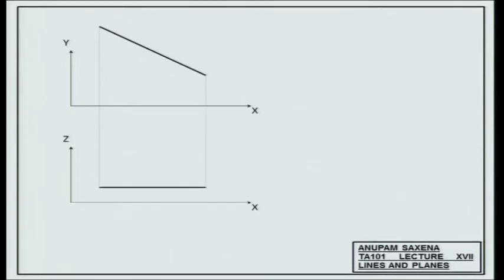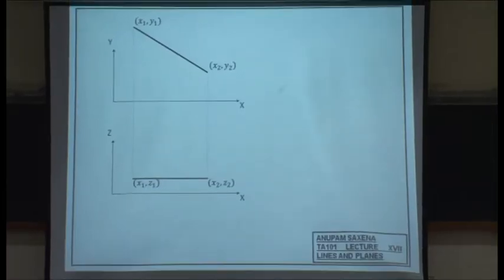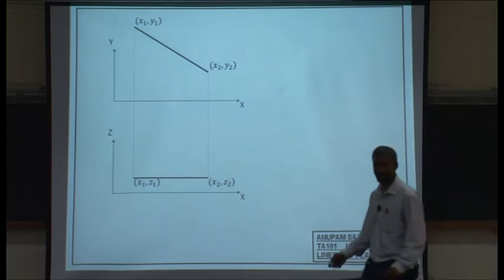Another scenario: XZ plane, the front plane, or the vertical plane, and XY plane, the top view or horizontal plane. This time in the horizontal plane, I have a line or the projection of a line inclined differently. It's not horizontal. And in the front view, that projection is horizontal. Coordinates x1 z1, x2 z2, x1 y1, and x2 y2. The x's remain the same. Okay, the z's and the y's, they get changed.